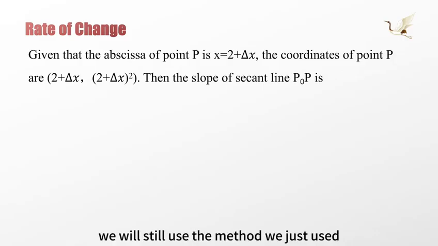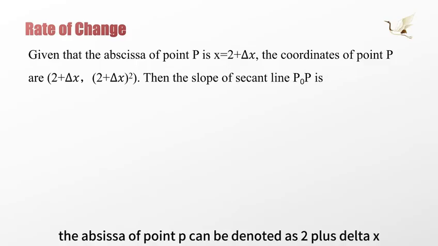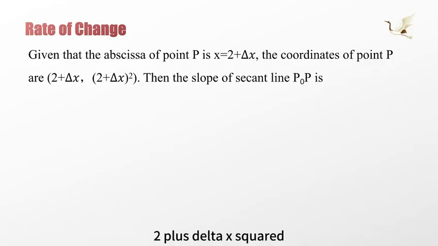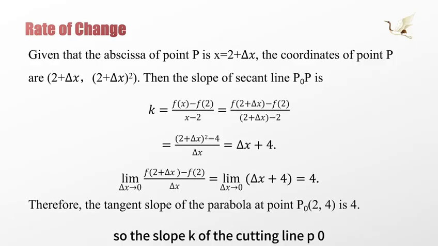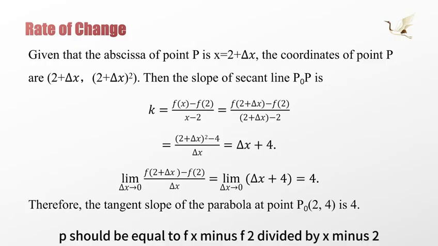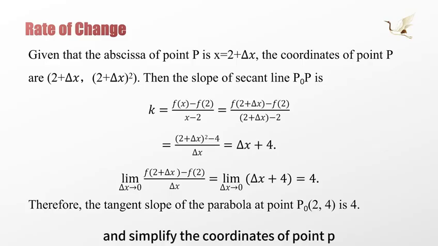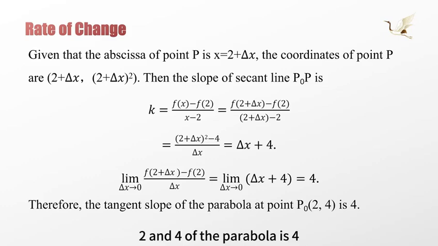We will still use the method we just used. The change in the horizontal axis is delta x. The abscissa of point P can be denoted as 2 plus delta x. The coordinates of point P can be represented as (2 plus delta x, (2 plus delta x) squared). So, the slope k of the secant line P0P should be equal to (f(x) minus f(2)) divided by (x minus 2). Substitute the expression of f(x) and simplify with the coordinates of point P to obtain the result of delta x plus 4. When delta x approaches 0, the limit of this expression is equal to 4, so we obtain the following results. So the slope of the tangent at point P0 (2, 4) of the parabola is 4.